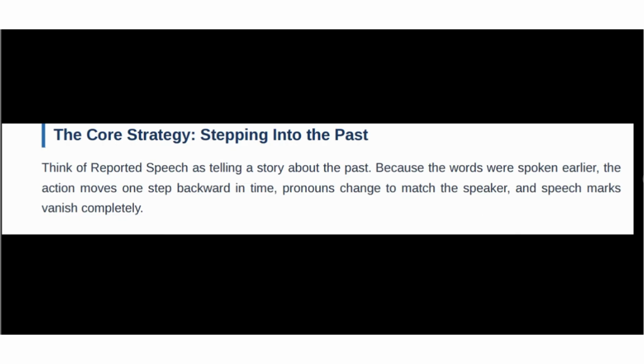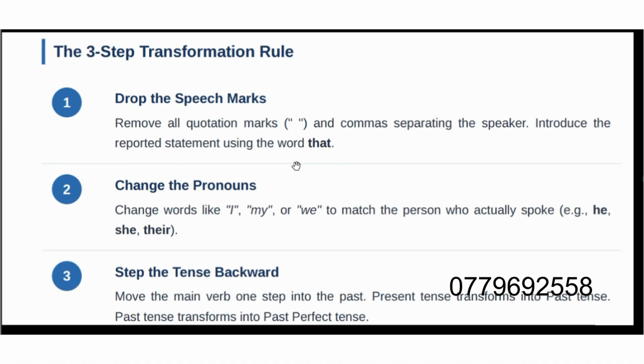Since we know what things are involved and what we're supposed to keep in mind as we are writing a reported speech, let us look now at the steps to follow. These steps will enlighten us on what our core strategy is talking about. So here are the 3-step transformation rules to help us understand the core strategy, which is stepping into the past.